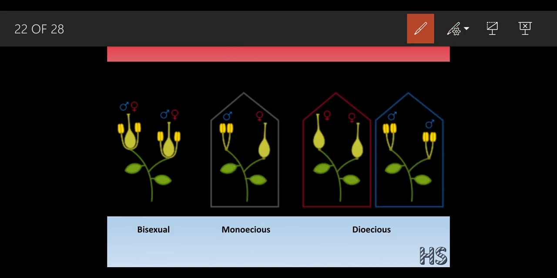Okay, now we are going to look towards the diagram. See, this is a bisexual plant. If you look, this has one stem, and on that one stem we can see here both male and female are on the same plant. Again, male and female are on the same plant. But when we come to the monoecious condition, see, this is a stem. It has been divided into two parts. One would consist of a female, and the other would consist of a male.